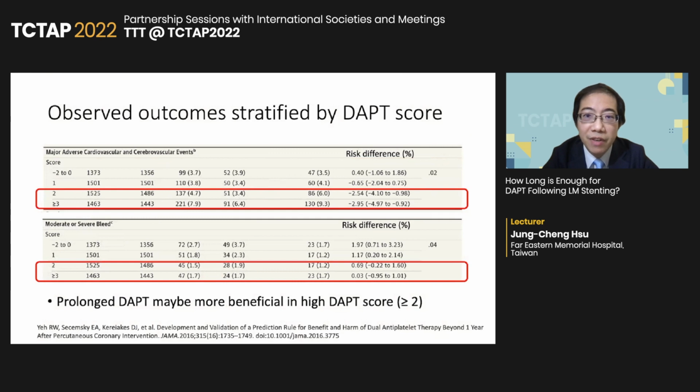If we stratify the outcome by the DAPT score, if the DAPT score is high, that means equal or greater than 2 points, the MACE rates will be reduced if we use prolonged DAPT. However, for moderate or severe bleeding, if we use prolonged DAPT in the same group of high DAPT score, the risk will not be increased. So prolonged DAPT may be more beneficial in high DAPT score.